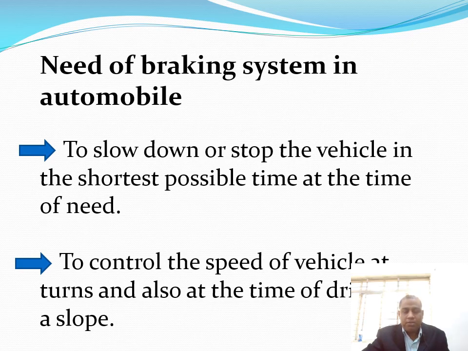The next is why the braking system is used, or the need of the braking system in an automobile. The braking system is used to slow down or stop the vehicle in the shortest possible distance and the shortest possible time. Both are essential. In the shortest possible distance we must stop the vehicle, and in the shortest possible time also. Time is also one important factor.